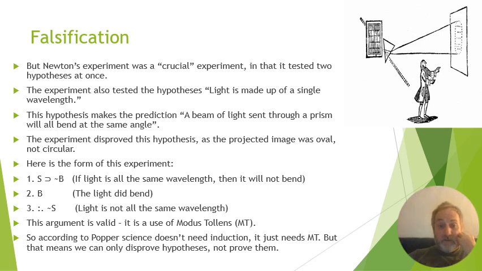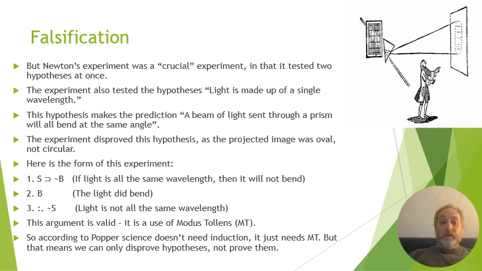And that experiment looks like this: if S, then not B. If light is all the same wavelength, then it will not bend. B, the light did bend. Therefore, not S. Light is not all the same wavelength. So this is a valid use of modus tollens, again a rule that you will come to learn.